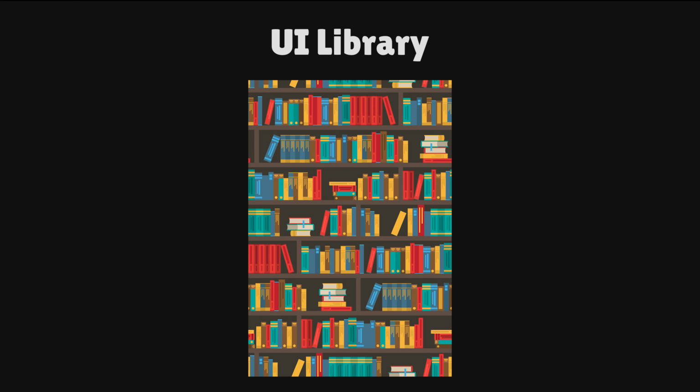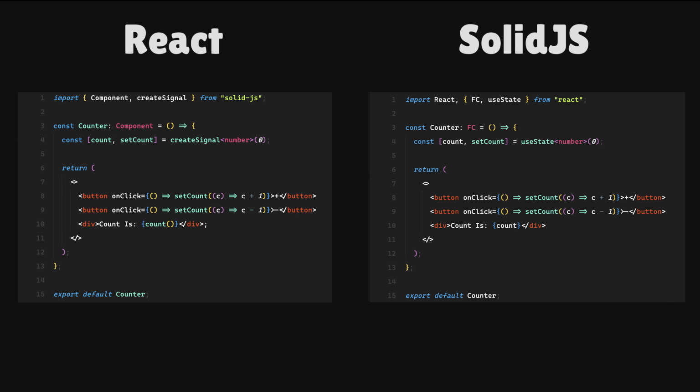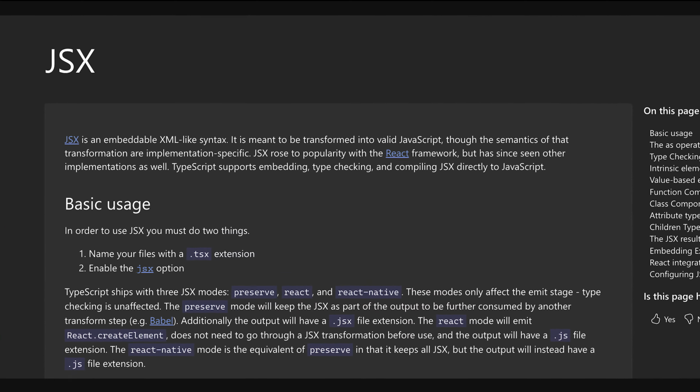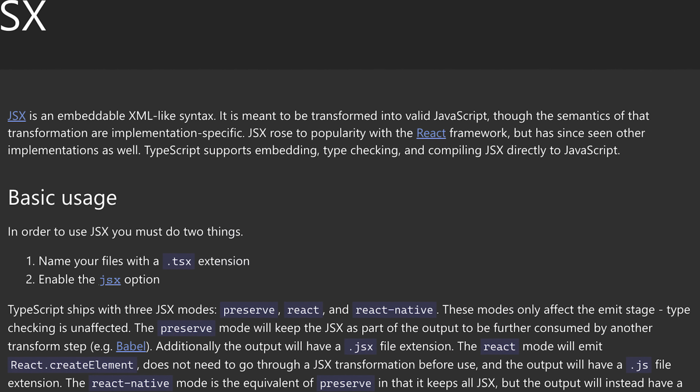SolidJS is a UI library. It serves the same purpose as React. It even looks like React so much so that I wouldn't blame you if you looked at SolidJS code and thought it was React. I think the majority of this resemblance is coming from the fact that it also uses JSX.